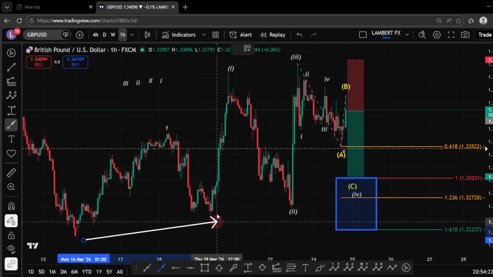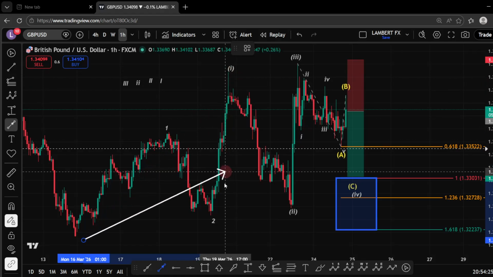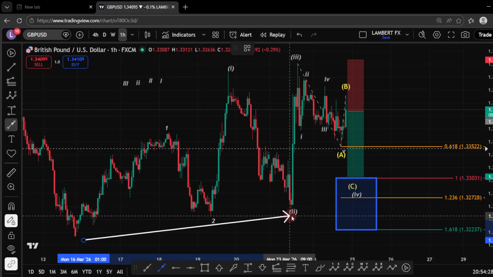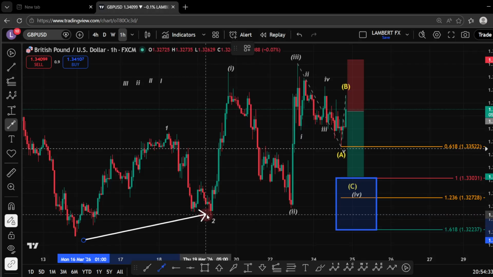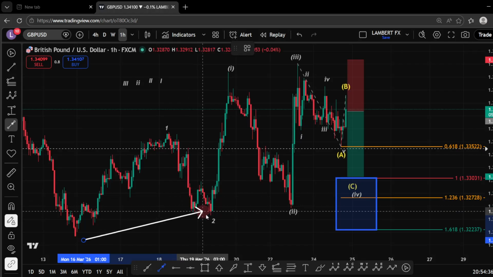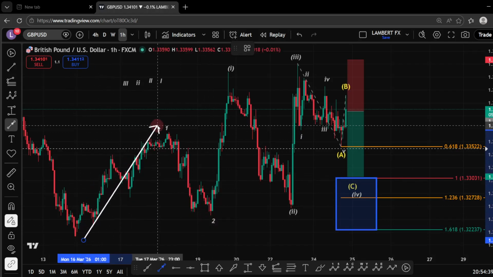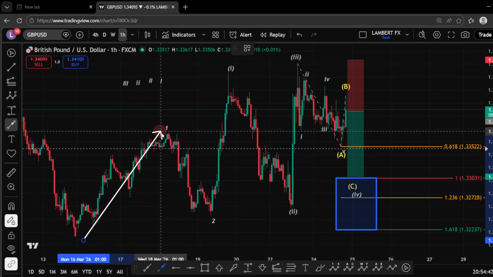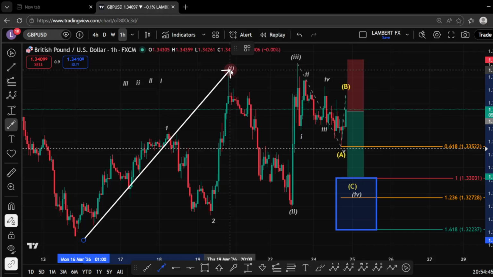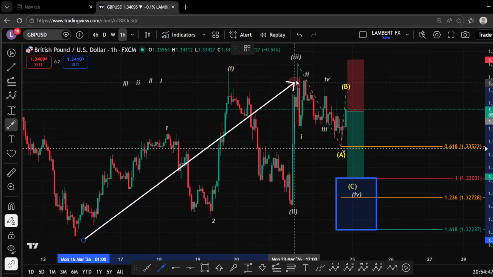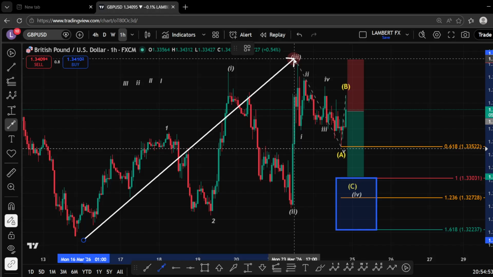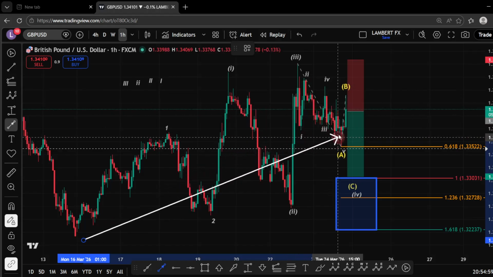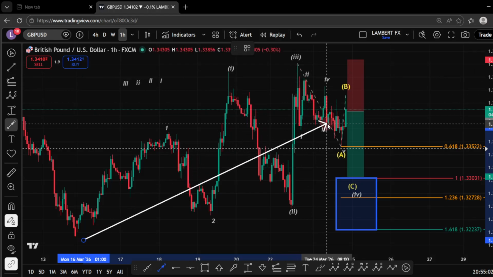So after these 2, we have leg 1 of 2, and then we'll have this 2 of 2. The 2 of 2, you can see, did not break the second leg, and this second leg here also did not break the origin of this first move to the upside. So we have our sub leg 1, sub leg 2, and sub leg 3. The sub leg 3 broke above the 1, so this is valid. After the sub leg 3, this is our corrective wave.